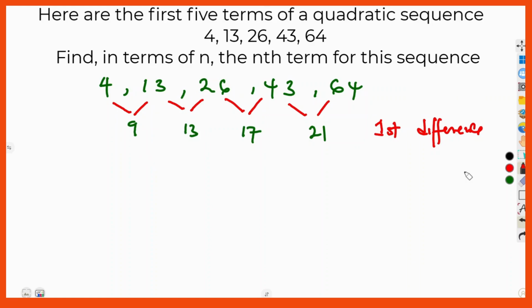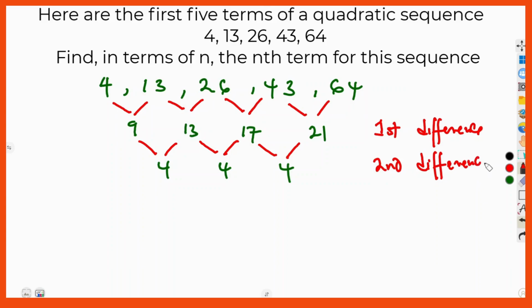Again, we do the second difference. And the number here definitely will have to be 4. Again, the difference is 4. Again, the difference is 4. Now, if you look at the numbers in the second differences, you will notice something. They are all 4, 4, 4.